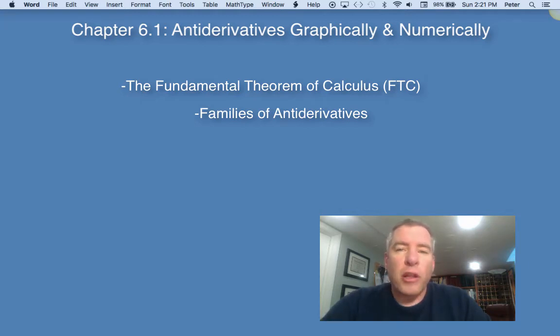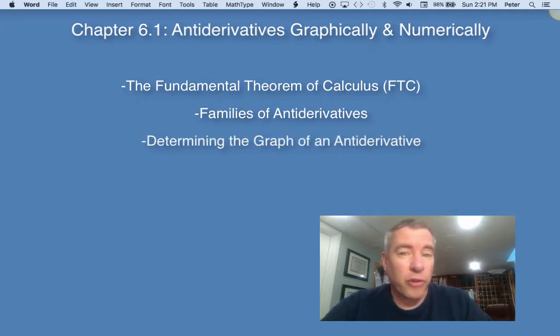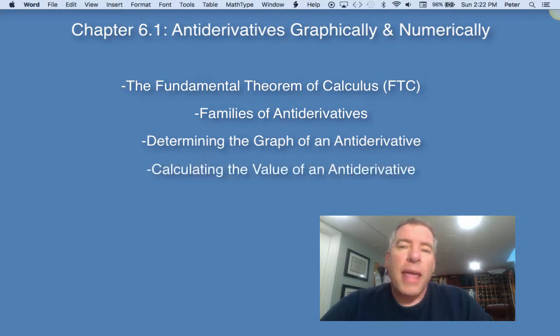Then we're going to take a look at how we can determine what the graph of an antiderivative looks like just by looking at the graph of the derivative. And finally, we're going to compute the actual values of the antiderivative using the definite integral.